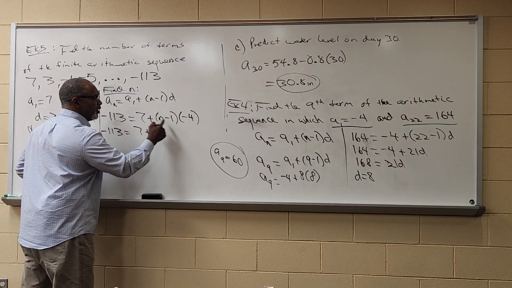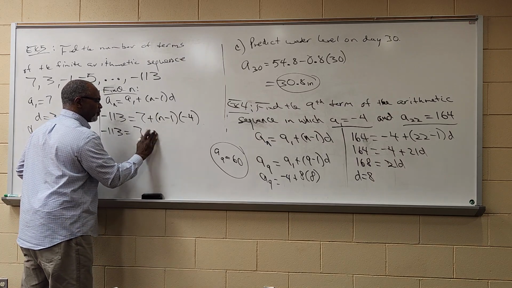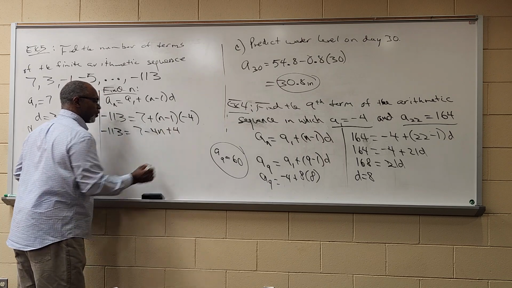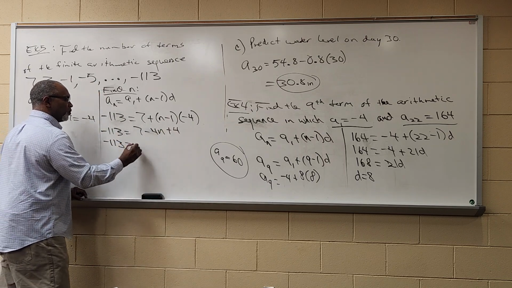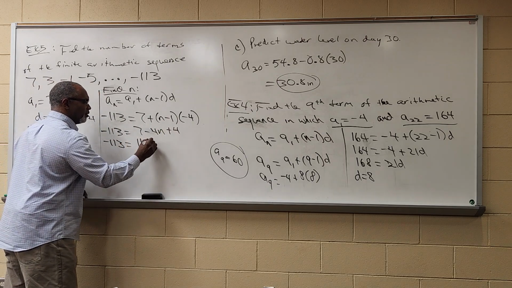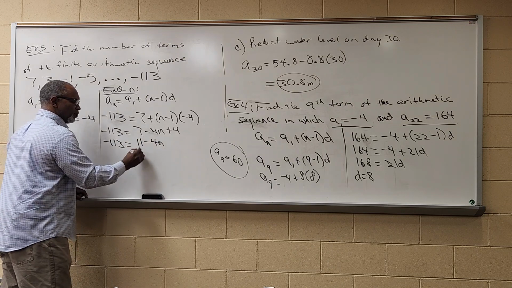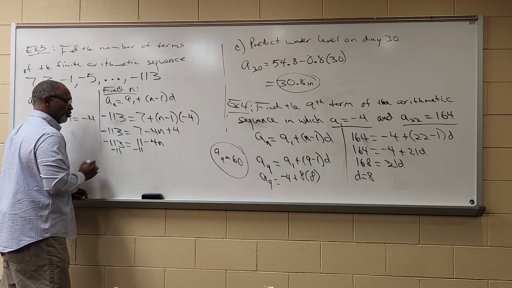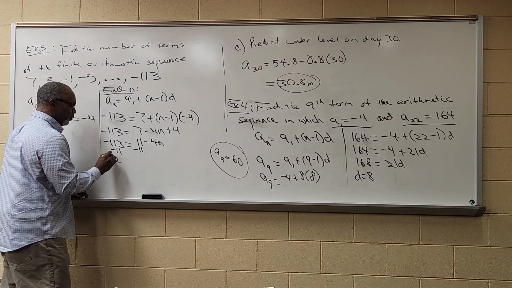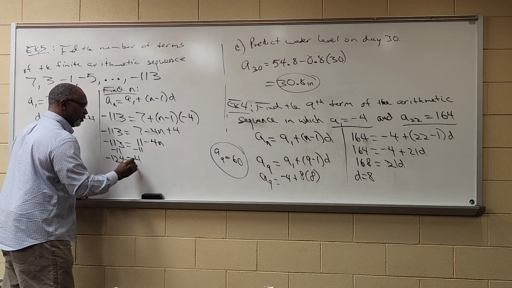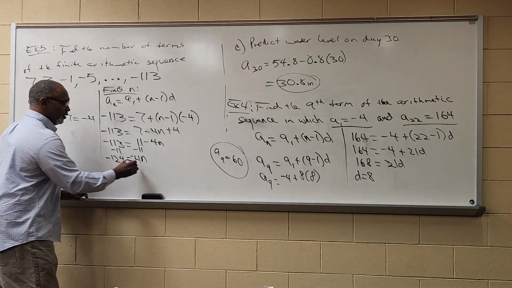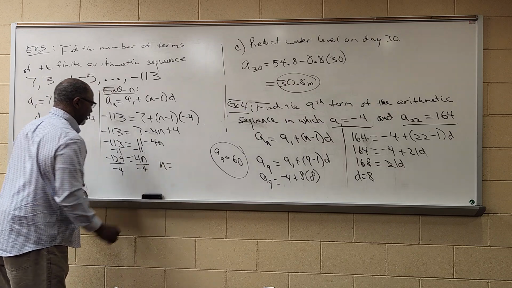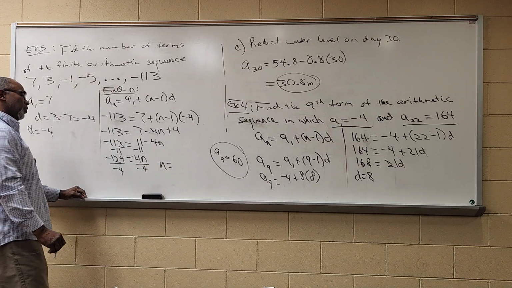7 plus negative 4 times N is minus 4N, and then negative 4 times negative 1 makes plus 4. Negative 113 equals 7 plus 4 is 11 minus 4N. Subtract 11 on both sides. Anything you do to one side, you do to both. Negative 124 is negative 4N. Divide by negative 4. N turns out to be 31?